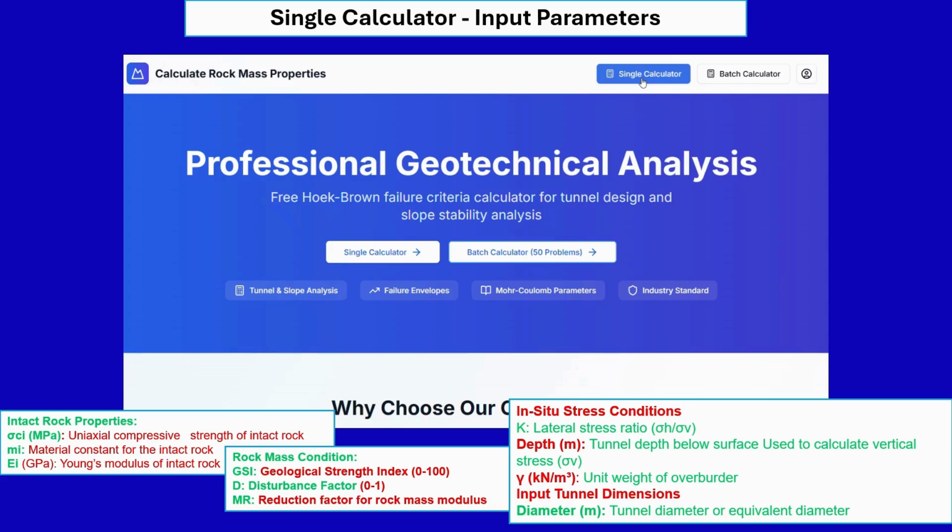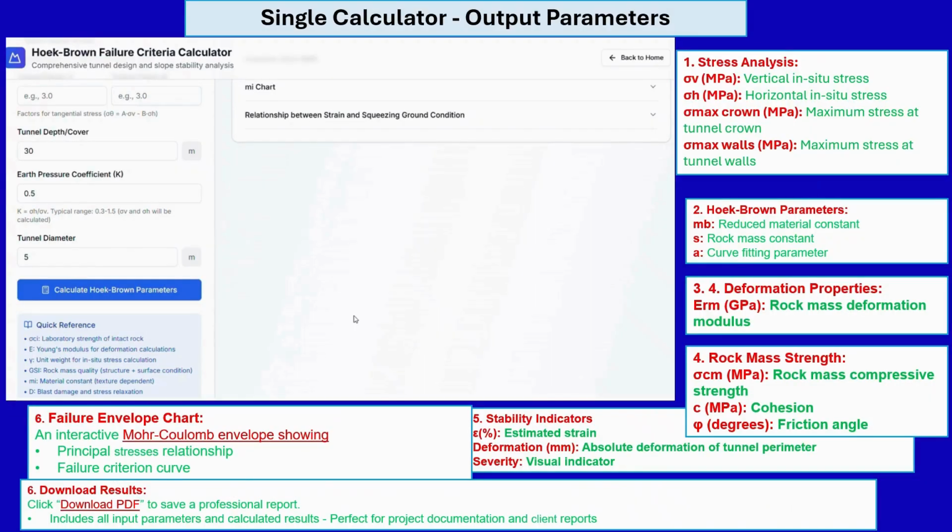For the input tunnel dimensions, we have to provide tunnel diameter or equivalent diameter. In this slide, we will see the output results. Once you input all parameters, the calculator instantly displays the results, which consist of stress analysis, Hoek and Brown parameters of rock mass strength, rock mass deformation properties, stability indicators like the intensity of squeezing, and failure envelope chart.